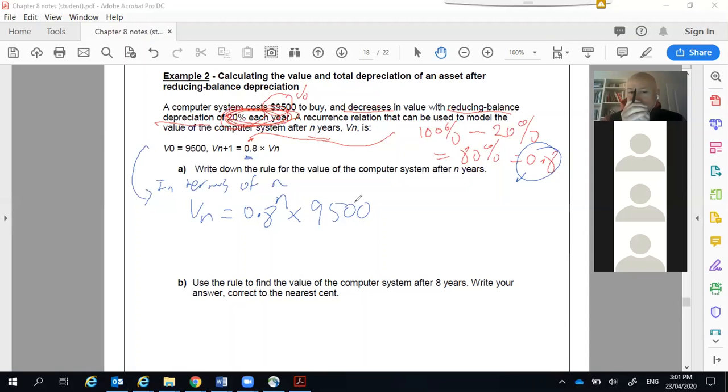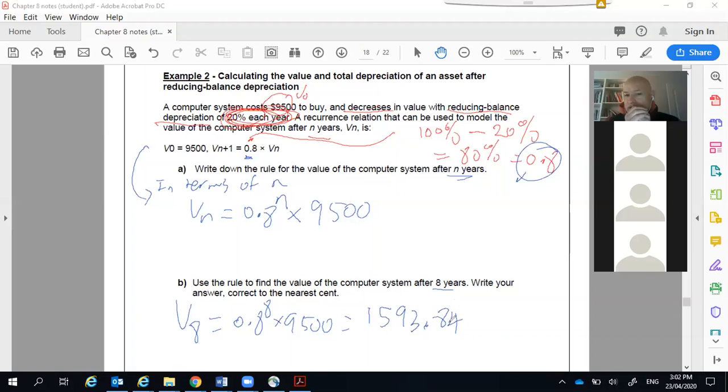Okay. Then part B says use the rule to find the value of the computer system after 8 years. Okay, well this is in years, and we want 8 years. You write your answer correct to the nearest cent. So all we're going to do is substitute n equal to 8. 0.8 to the power of 8 times 9,500. I'll just work that out. 0.8 to the power of 8, right arrow, times 9,500. I get $1,593.84 when I round correctly to the nearest cent.